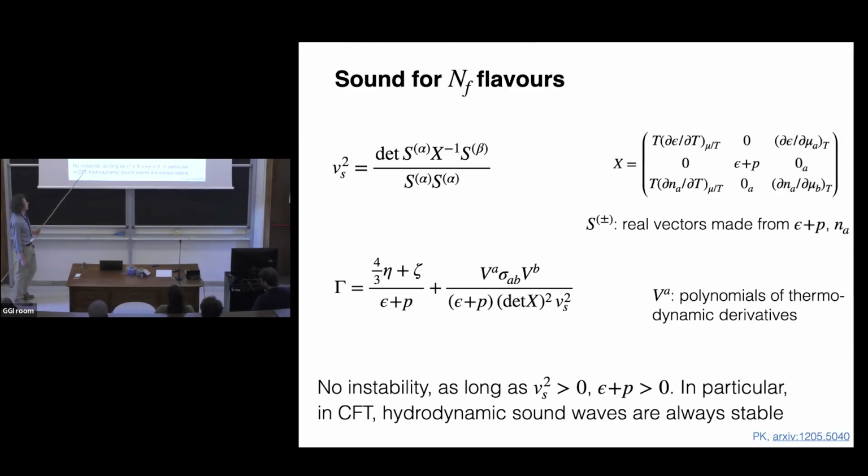So this means that in the sound channel, and for sound waves, there is no instability as long as speed of sound squared is positive and E+P is positive. In particular in a CFT, speed of sound squared is always 1/3. So hydrodynamic sound waves are always stable. Regardless of what happens to various susceptibility matrices, sound waves are always going to be stable. There's going to be no instability.